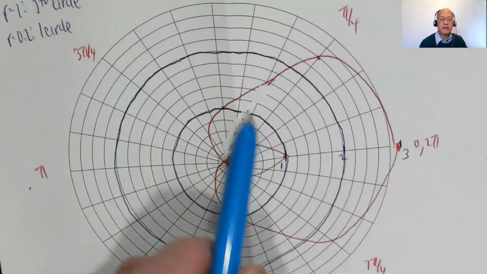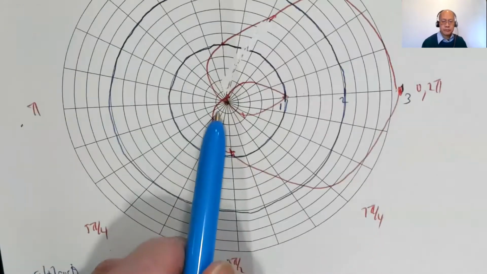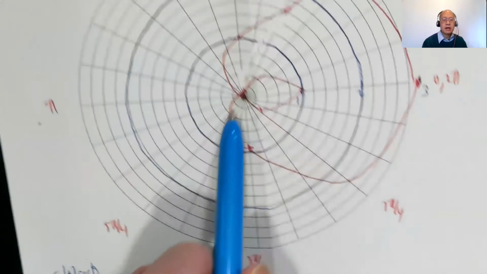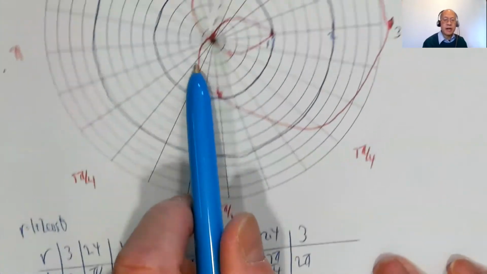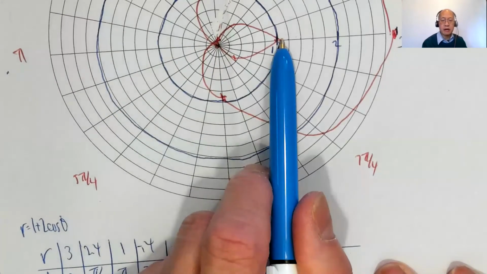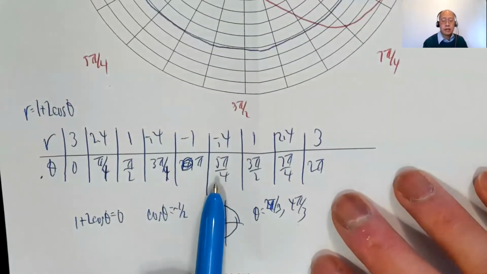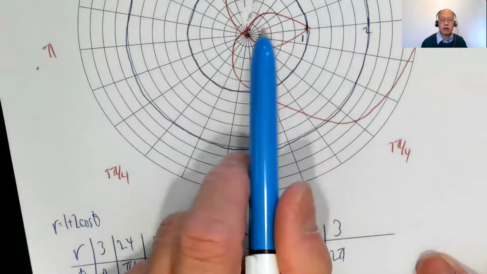So when it reaches 2 pi over 3, it comes into the pole, then comes out at 3 pi over 4 to negative 0.4. And then at pi, I'm at negative 1. So I'm heading this way, but I back up. And then continue on to 5 pi over 4, negative 0.4.